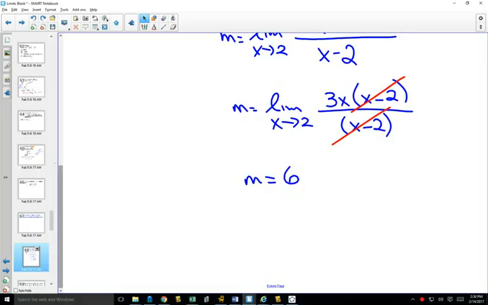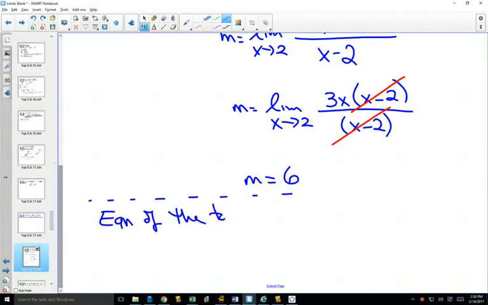Now the question said find the slope of the tangent line and the equation of the tangent line. So part 2 here, if we want to find the equation of the tangent line, well, anytime you want to find the equation of a line, you need 2 pieces of information. You need the slope of that line, and you need a point. So we know the slope is 6. Do we know a point on that tangent? (2, 1).